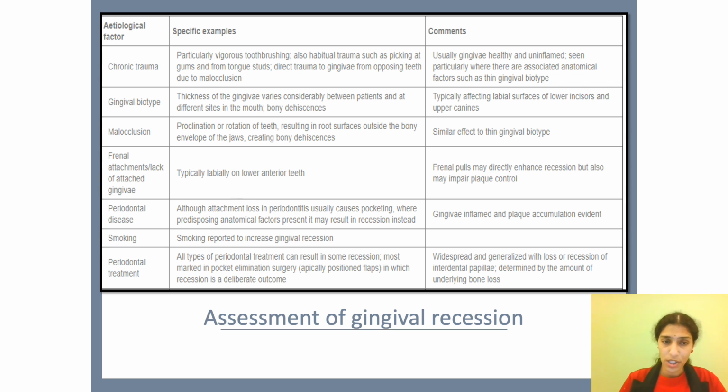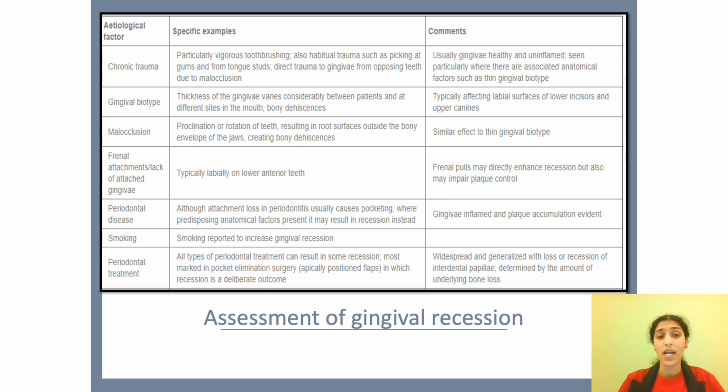If the phenotype or the gingival biotype is the cause, as I said, the thickness of gingiva varies considerably between patients, and at different sites in the same patient they can have different types of phenotype. So typically on the labial surfaces of the lower incisors and the upper canines, because the root is very prominent, usually they have a thin phenotype, and even in the lower incisor region the phenotype of the gingiva will usually be very thin. So these are more prone to gingival recession. Malocclusion, any proclination, or rotation of the teeth, which causes the root surfaces to be outside the bony envelope of the jaws, can also create bony dehiscence and thereby gingival recession.